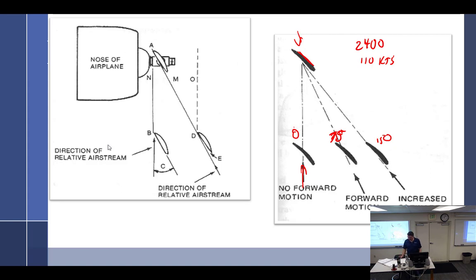Note the difference between angle of attack when stationary versus in flight. On the ground, the prop moves from A to B, right? Just A to B, straight down, because you're on the ground. Angle of attack is very inefficient. In flight, it moves from N to O, so it's going forward. Aircraft moves from N to O, and blade moves from A to D, and that gives you a more efficient angle of attack.